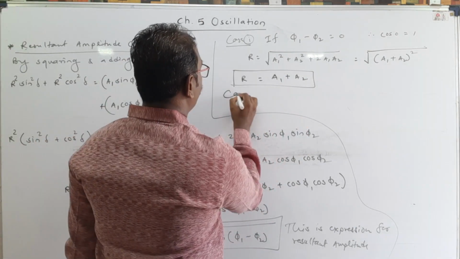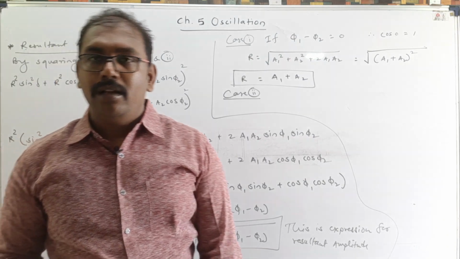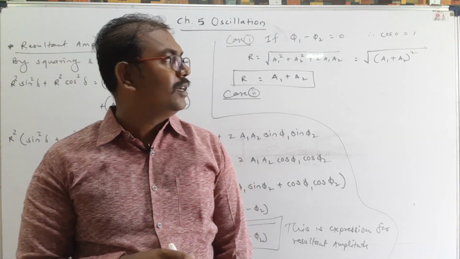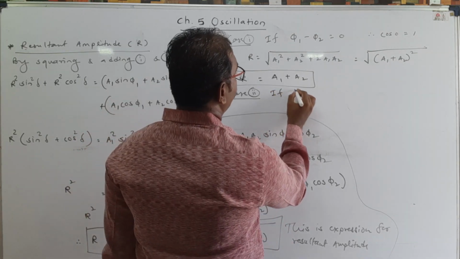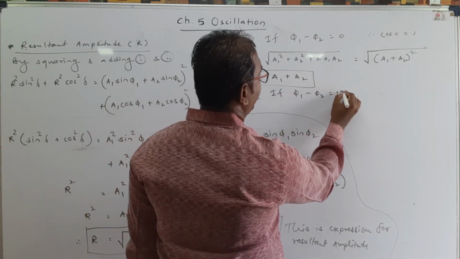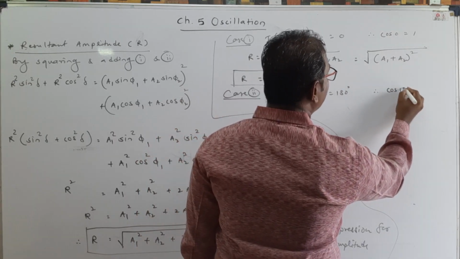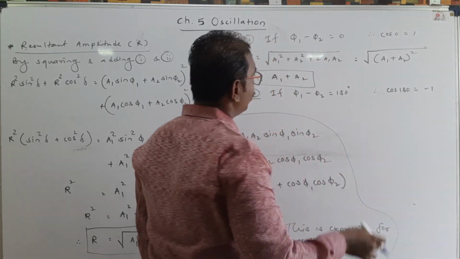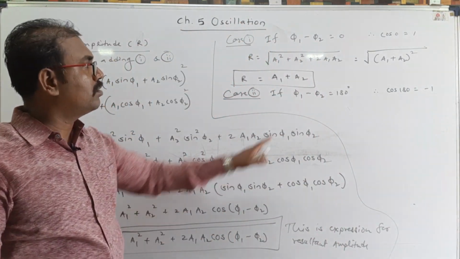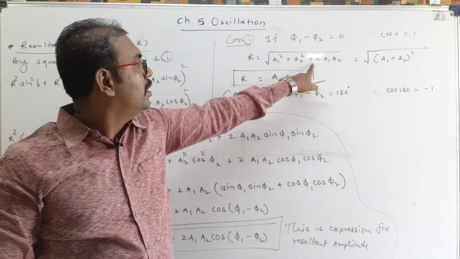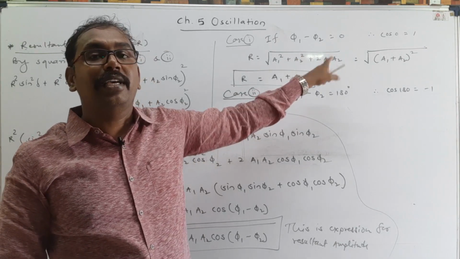In a similar manner, case 2. When they are out of phase with a phase difference of 180 degree, which means phi 1 minus phi 2 is 180 degree or pi, cos 180 is minus 1. So minus 1 into this, only the minus term is coming here. So we get R is equal to under root a1 square plus a2 square minus twice a1 a2.